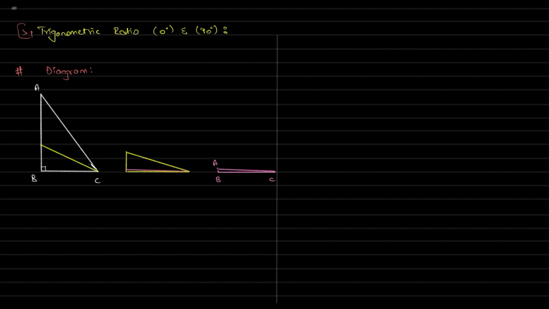So we're talking in terms of angle C. So we're looking at this as your opposite side and that's your adjacent side, right? Now, let's begin with defining the diagram. Consider triangle ABC with angle B being equal to 90 degree.